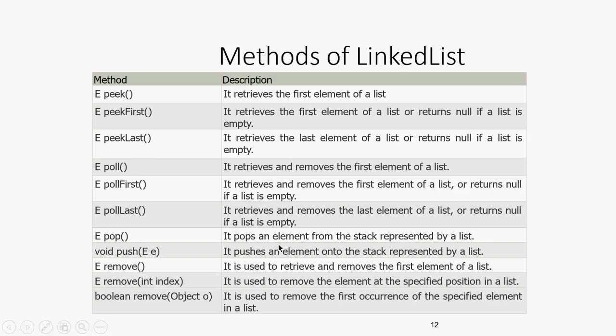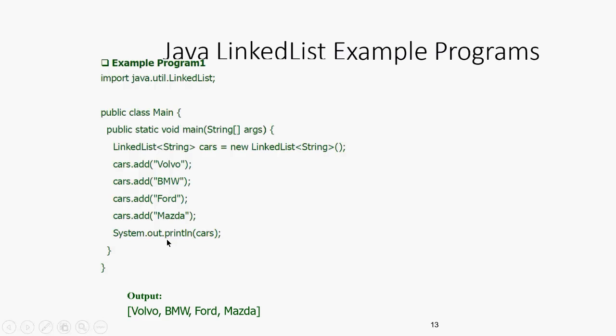And pop is just the representation of the stack, which takes the element from the queue. And remove, we know from before. So the methods that are completely new with linked list are peek, poll, and pop. Remember, peek just retrieves the first element from the list, poll retrieves and removes the first element from the list, and pop just takes the first element off the stack.